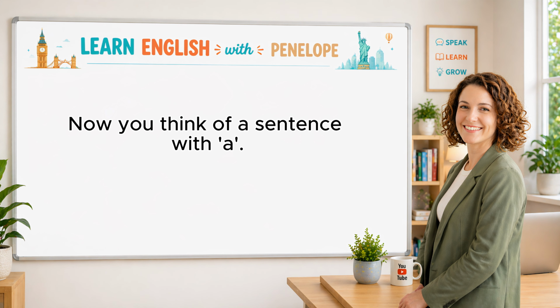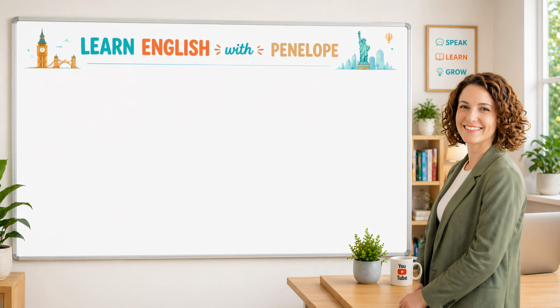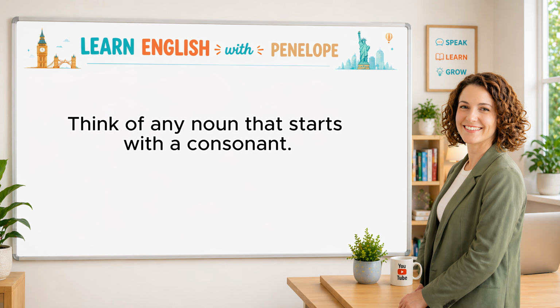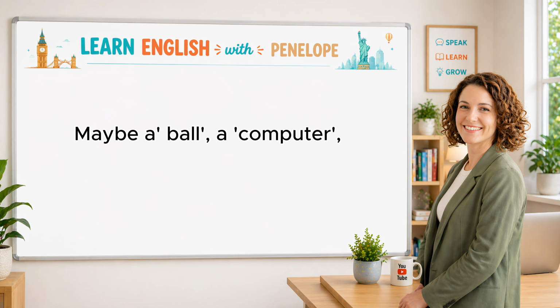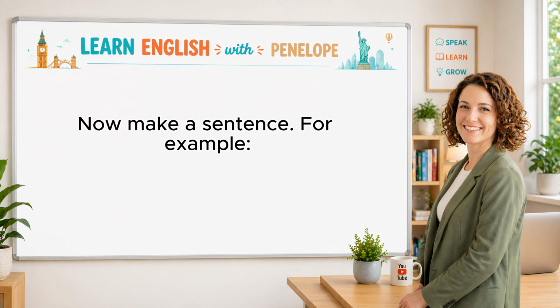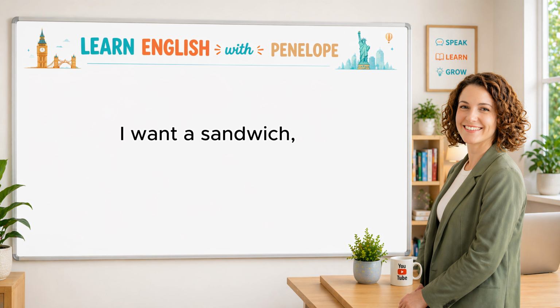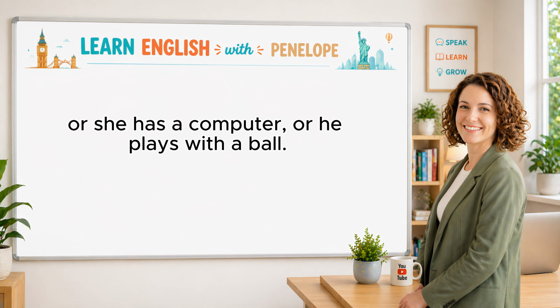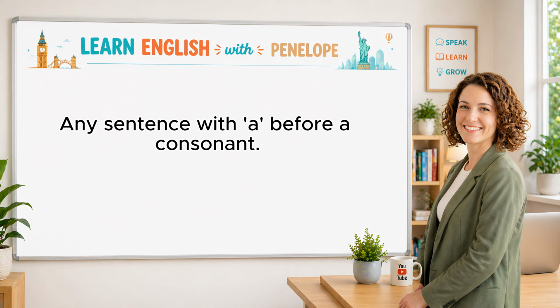Exercise 6. Now you think of a sentence with A. Can you do it? Think of any noun that starts with a consonant. Maybe a ball, a computer, a phone, a sandwich. Now make a sentence. For example, I want a sandwich, or she has a computer, or he plays with a ball. Any sentence with A before a consonant.